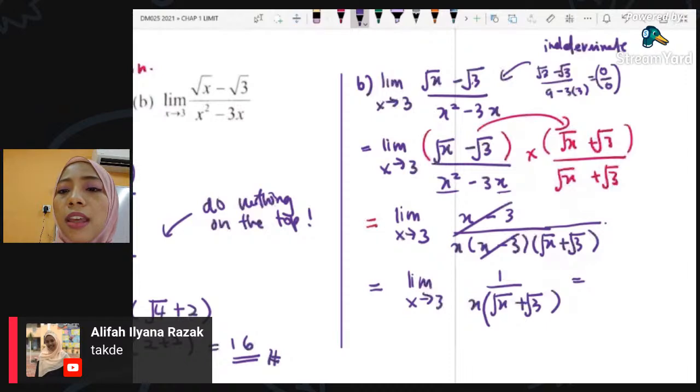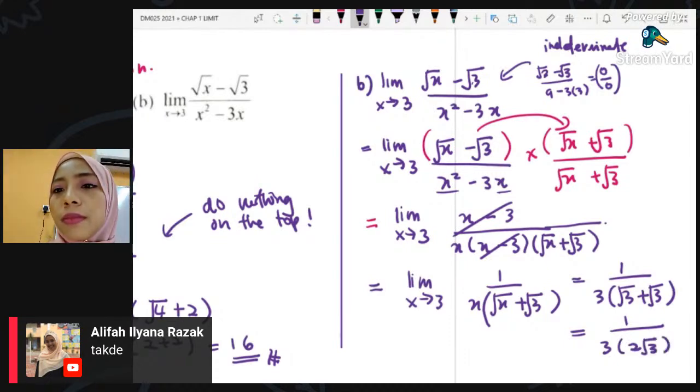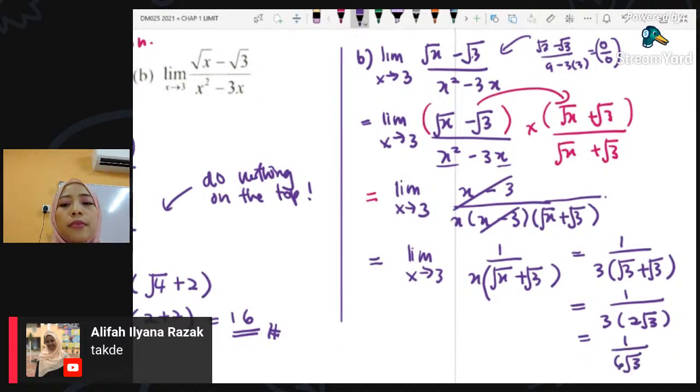Don't forget to do bracket. Okay, and then 1 over 3, okay, you substitute 3 at the x, okay, and then surd 3 plus surd 3. Okay, so I always teach my student 1 apple plus 1 apple, so 2 apple. Okay, and then 3 times 2 is 6 surd 3.